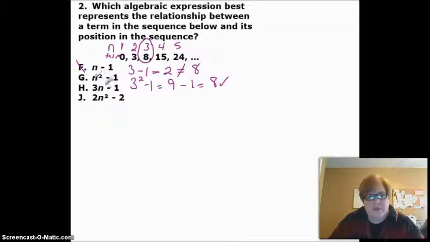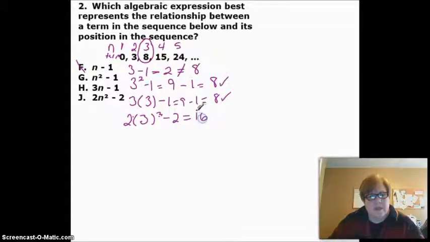Okay, we can't call it the answer yet because we're just eliminating if it doesn't work. So 3 times 3 minus 1 is 9 minus 1. So it also gives us 8. And then 2 times 3 squared minus 2. So 3 squared again is 9. 9 times 2 is 18. Minus 2 is 16. So that is not equal to 8. So that one didn't work. So we can eliminate that.